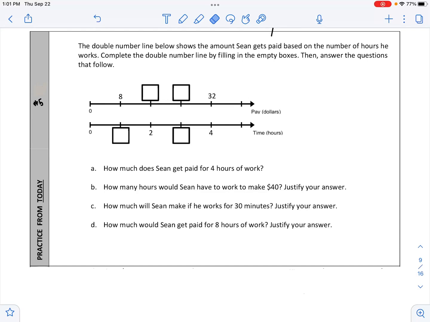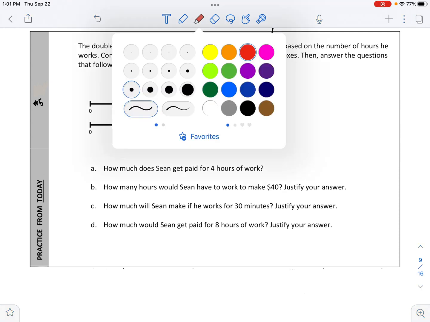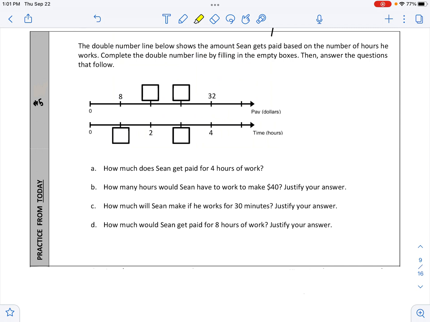Question 5 says, the double number line below shows the amount Sean gets paid based on the number of hours he works. Complete the double number line by filling in the empty boxes, then answer the questions that follow. Based on the double number line, we can see that Sean makes $32 in 4 hours.